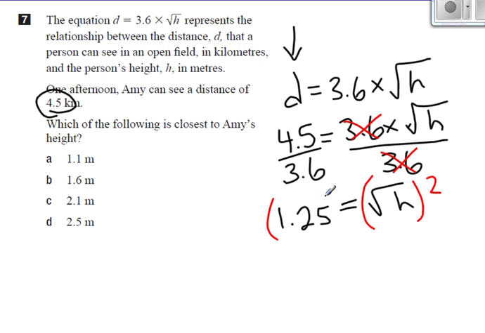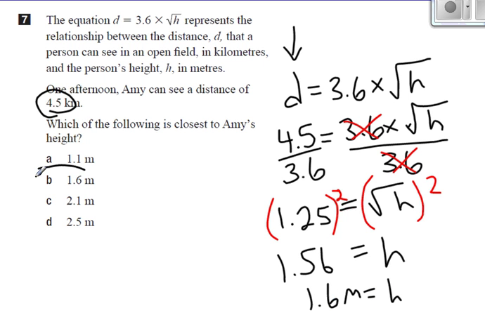So on both sides of the equation, we're going to square the value. On the right, square and square root cancel. I'm left with h. On the left, in my calculator, 1.25 squared is 1.56, which, if I round to one decimal place, is 1.6 meters, which is, of course, the answer B. Two different methods, whichever one you prefer, that's the one you go with. Let's look at the next question.